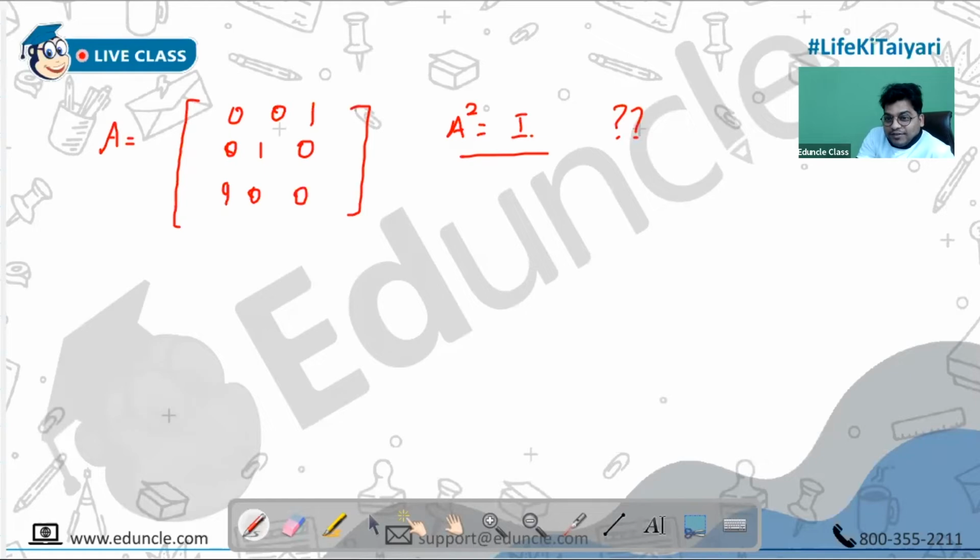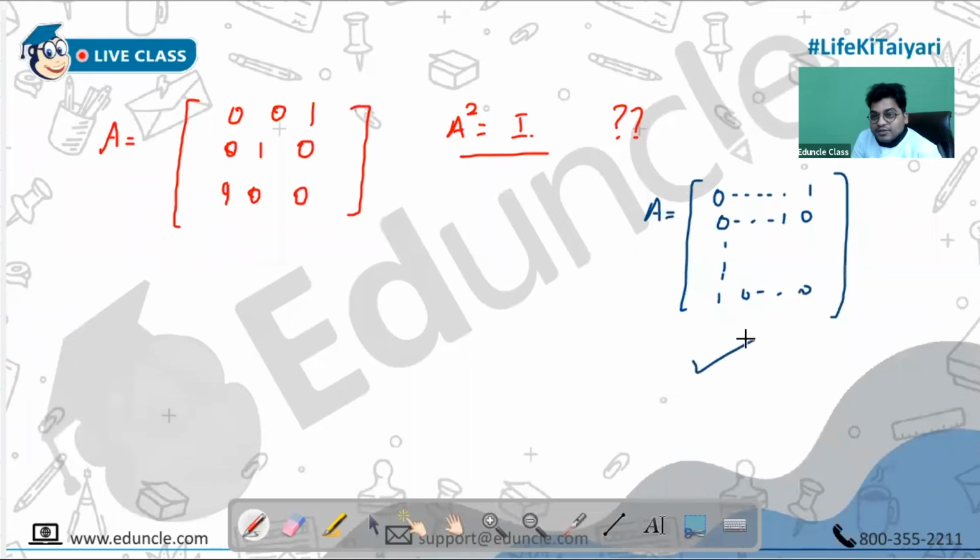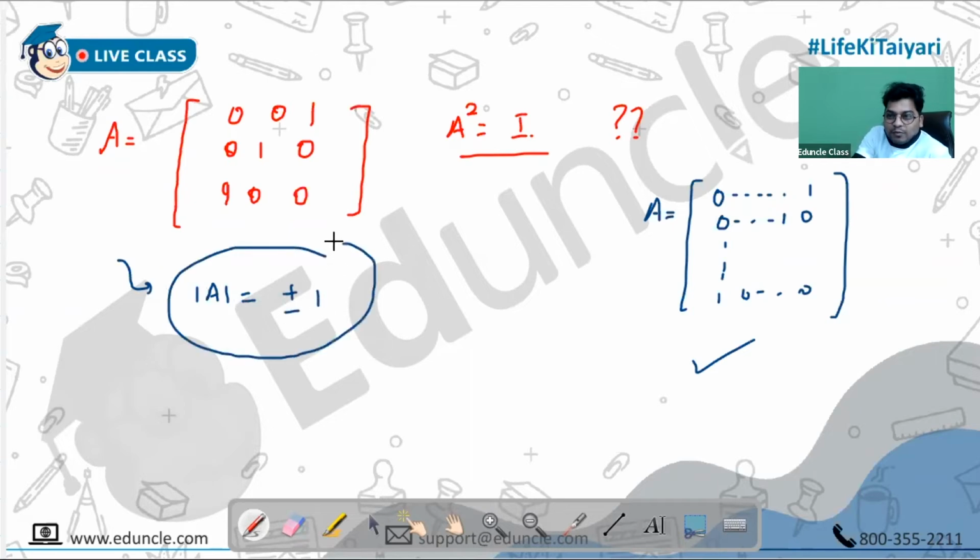How much time will you take? This is a very standard problem. See, this is a very standard problem. If you take any problem, like 1 0 0, 0 1 0 and so on, this is an orthogonal matrix, and an orthogonal matrix has determinant either +1 or -1. You already know this kind of problem has either +1 or -1.